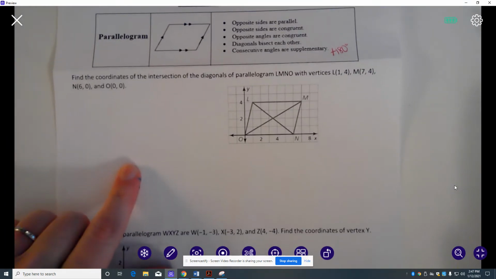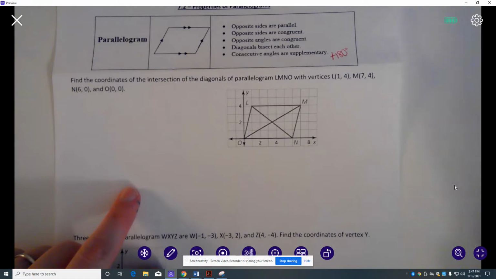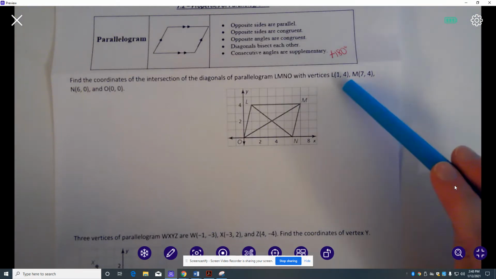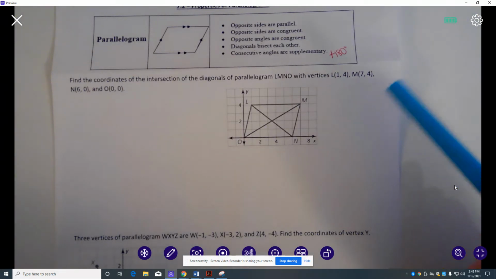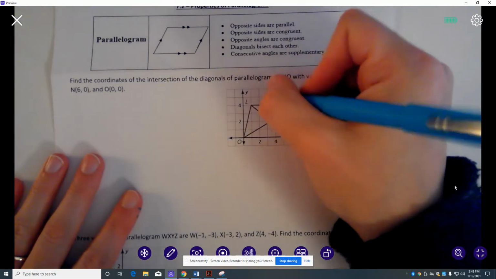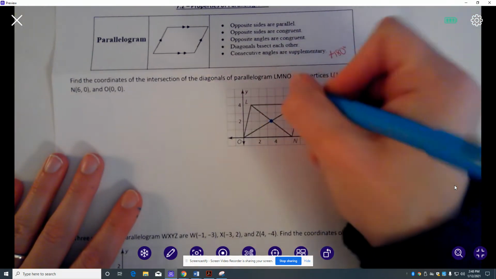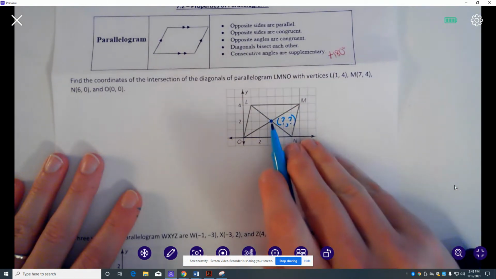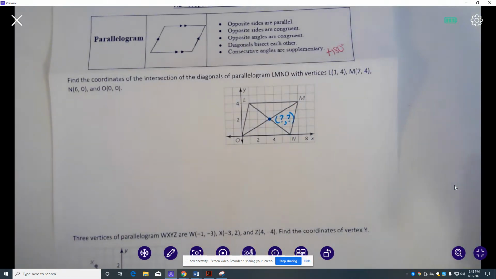In the first example, we need to find the coordinates of the intersection of the diagonals of parallelogram LMNO with vertices L(1, 4), M(7, 4), N(6, 0), and O(0, 0). So essentially what we are trying to do is find what are the X and Y coordinates of this point where our diagonals intersect?